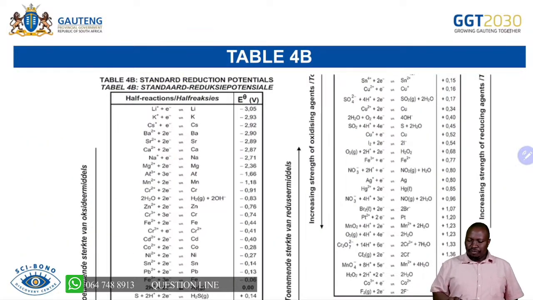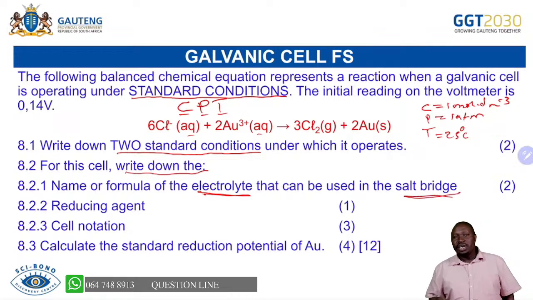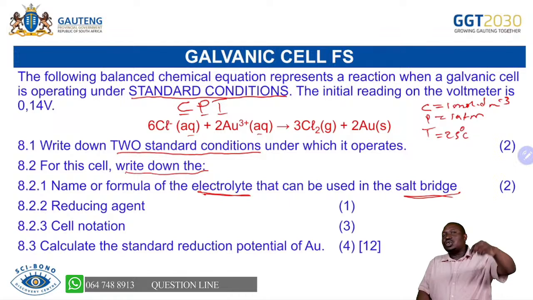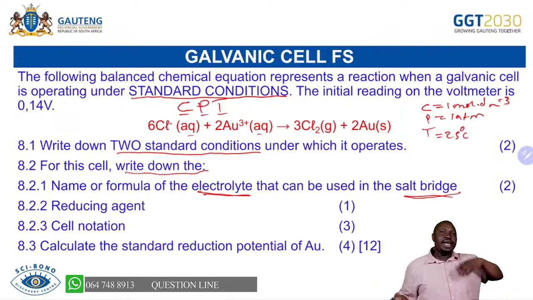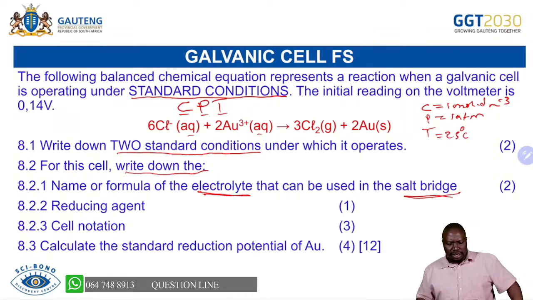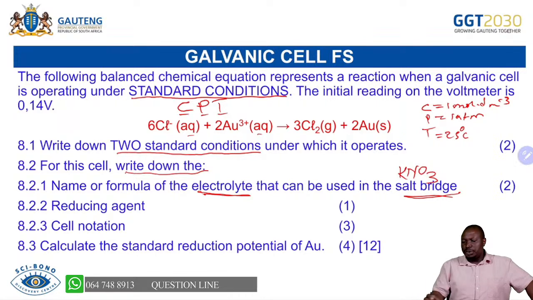Now they say for this cell, write down the name or formula of the electrolyte that can be used in the salt bridge. Remember, in the salt bridge, we need a salt that is soluble, that can dissolve in water and form ions, because we want the ions to be able to move there. The salt must be able to form the cation and the anion in order to maintain neutrality. So you can choose any salt that can dissolve there. You can use potassium nitrate, for example, because potassium nitrate can form a cation, which is K plus, and an anion, which is NO3 minus.